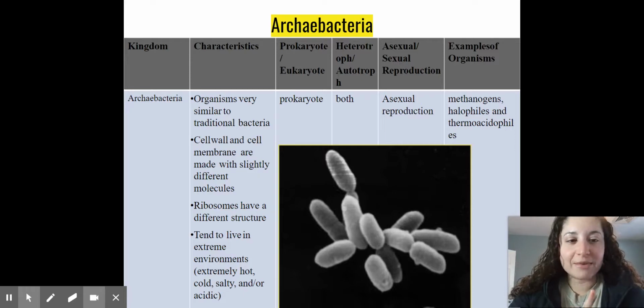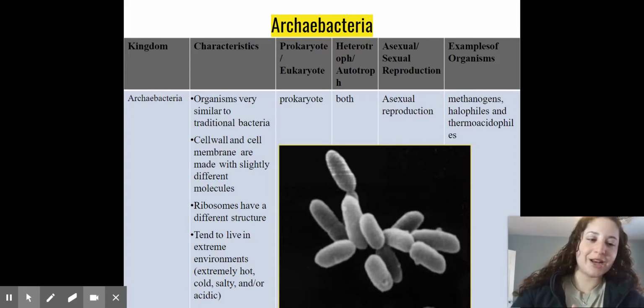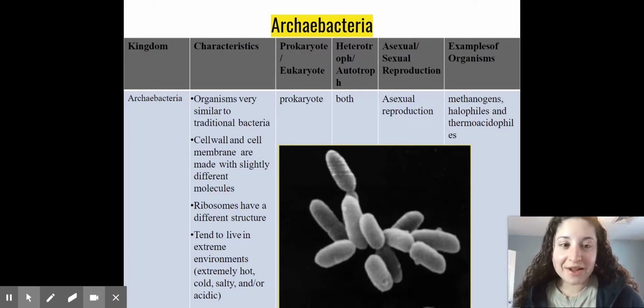And then the last example is thermoacidophile. So thermo means heat, acid. Heat and acid is very similar to a volcano. So again, if I dump you into hot lava from a volcano, you would die. However, all of these types of bacteria really love it, and that's actually their favorite and best type of environment for them.